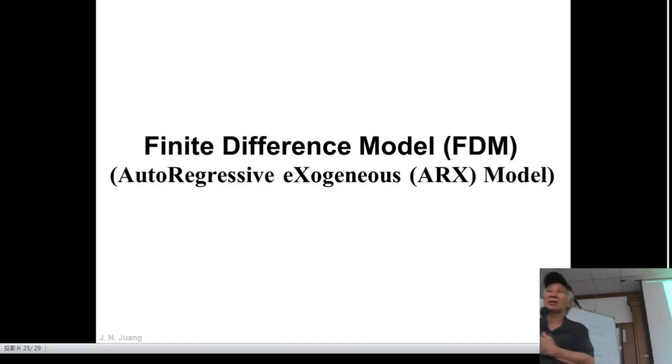Then let us talk about the finite difference model. At this moment we have learned the second order equation of motion. We learned the first order equation of motion. We learned the discrete time model. We learned the observer model, right? So we have 5 different models.